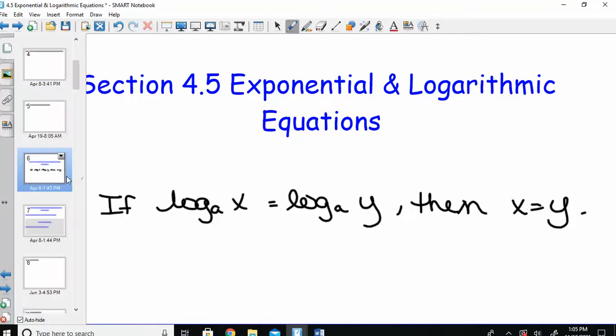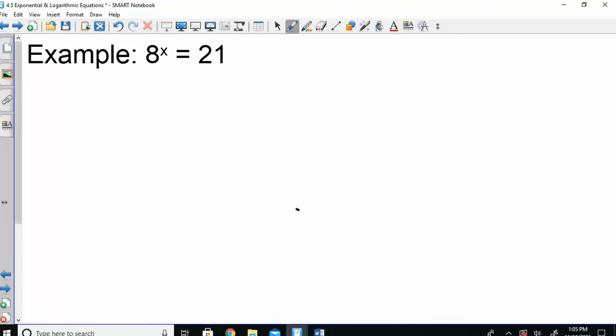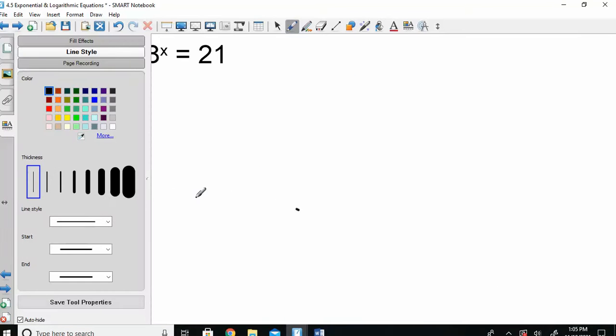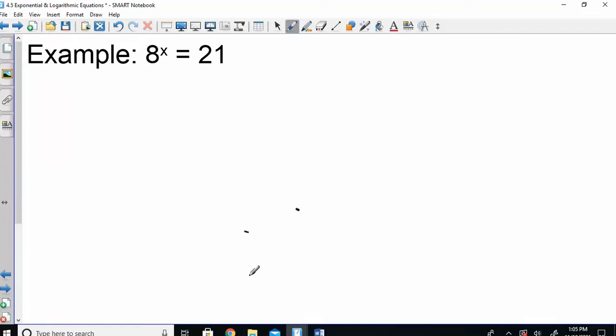So let's say I ask you to solve this equation. 8 to the x power equals 21. Now, on the quiz, you would have just tried to get a common base, right? You would say 8 is 2 to the third power, but does that work with 21? No. So we need another option.